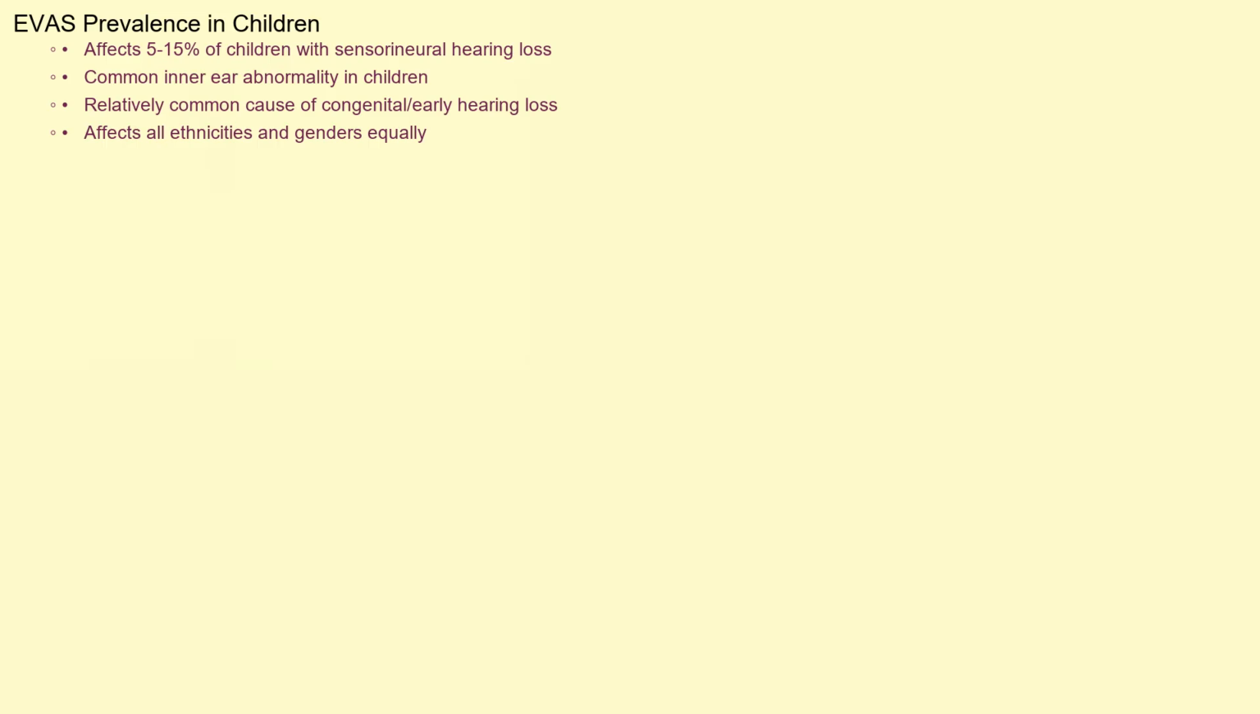EVAS is estimated to affect approximately 5 to 15% of children with sensorineural hearing loss. It is one of the most common inner ear abnormalities identified in children with hearing loss. While the prevalence isn't precisely known, it's considered a relatively common cause of congenital or early onset hearing impairment. The condition can affect individuals of all ethnicities and genders equally.